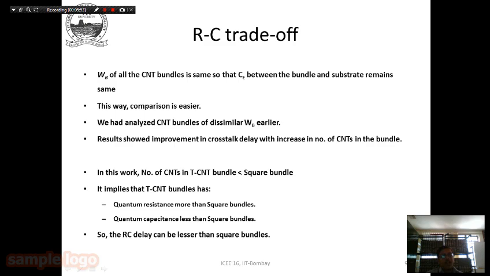We had analyzed CNT bundles of dissimilar WB earlier. Results showed improvement in crosstalk delay with increase in the number of CNTs in the bundle. So that was previously done by us. In this current work, the number of CNTs in the triangular bundle is less than the square bundle.